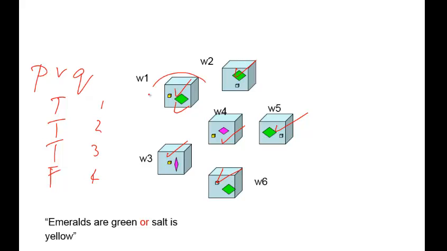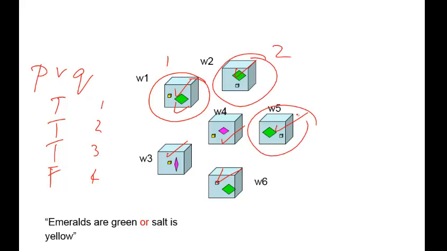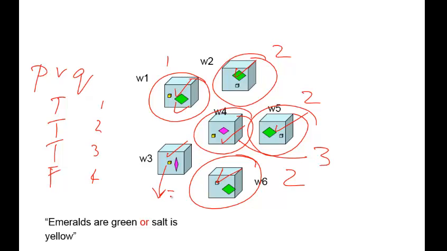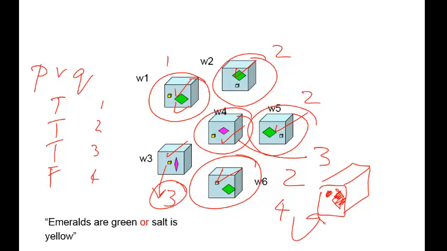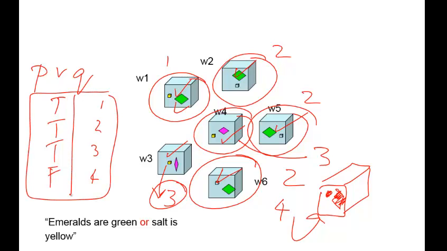So let's take a look. So this would be an example of 1. This would be an example of 2. This would be an example of 2. This would be an example of 2. This would be an example of 3. And this would be an example of 3. We don't have any 4s. We could draw a 4 over here if we wanted to. Again, the world where salt is red and emeralds are red. Okay, so that would be world 4. So you can see that the truth table is an attempt to represent all of the possible combinations of truth values for these compound sentences.